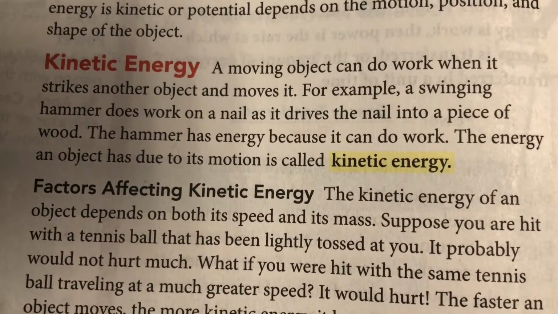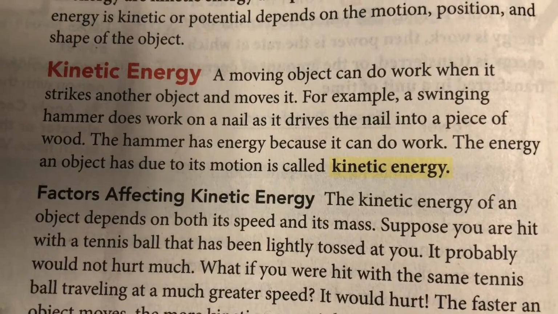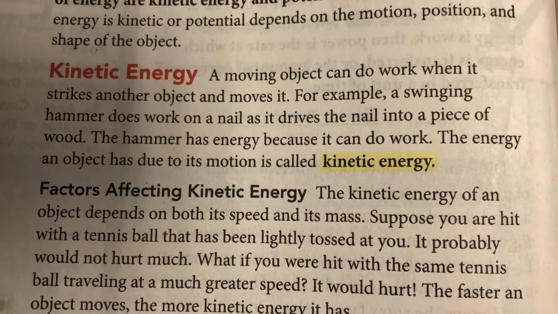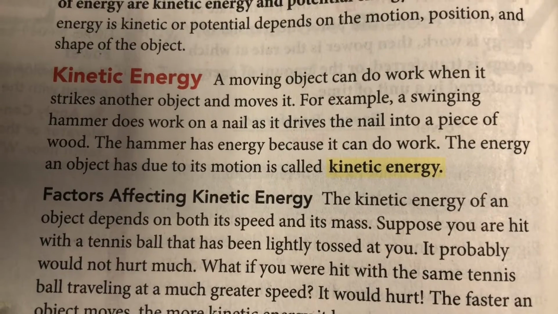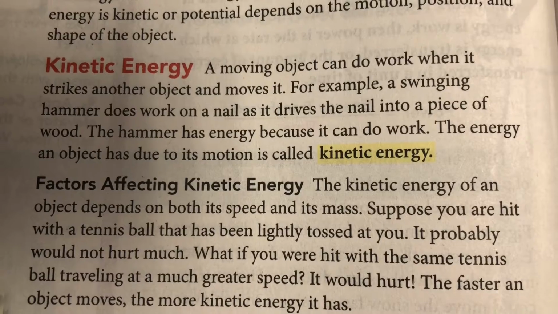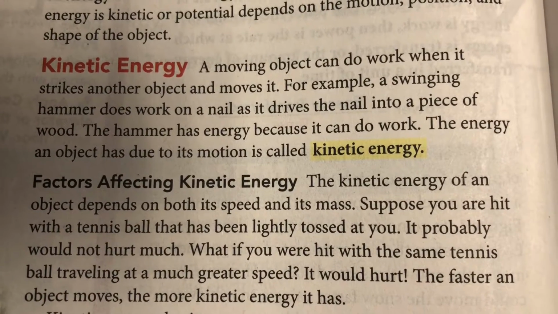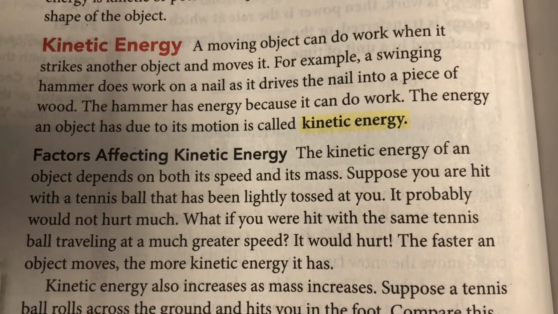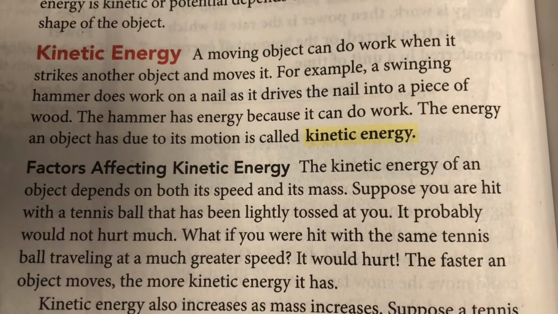Kinetic energy: a moving object can do work when it strikes another object or moves it. For example, a swinging hammer does work on a nail as it drives the nail into a piece of wood. The hammer has energy because it can do work. The energy an object has due to its motion is called kinetic energy.